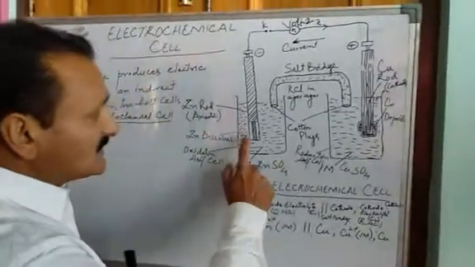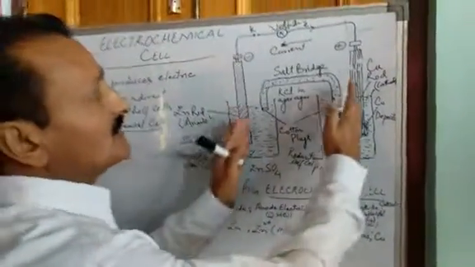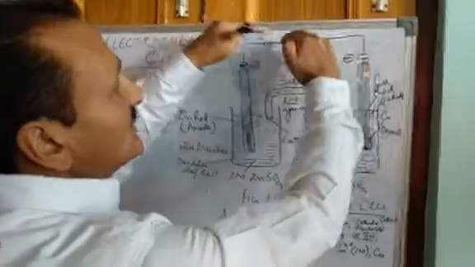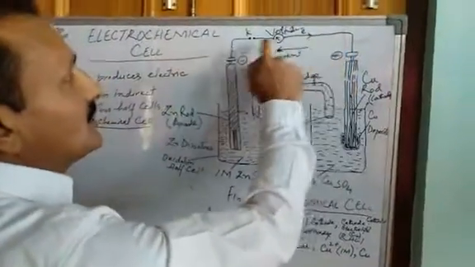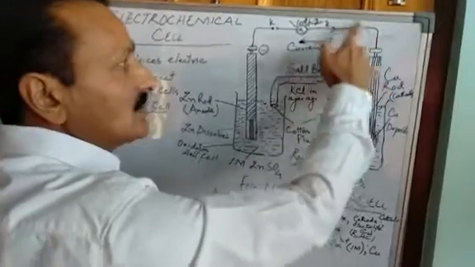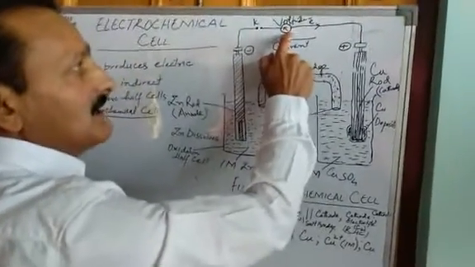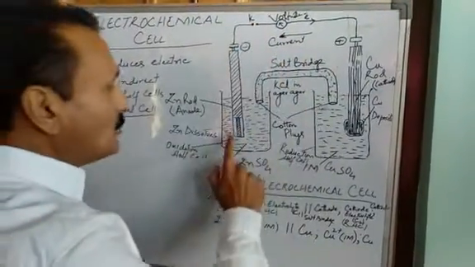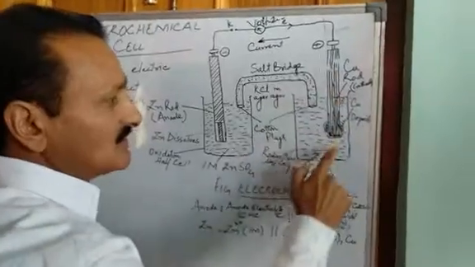Now these two electrodes are connected to each other through a key and a voltmeter, through copper wires. These are copper wires. This is the voltmeter and this is a key. This is the outer circuit. This is called the outer circuit.